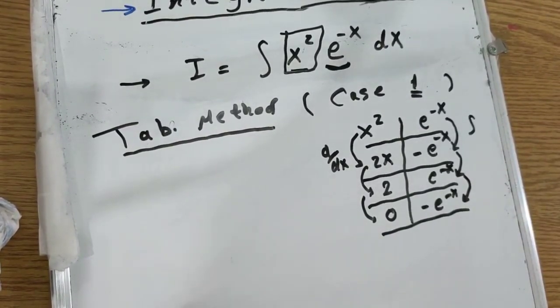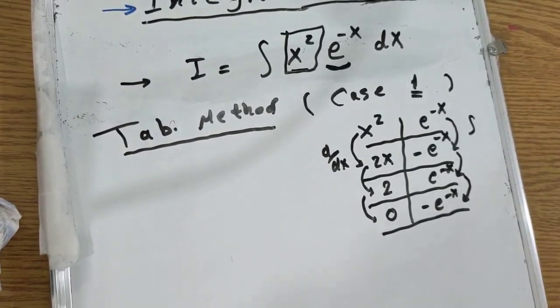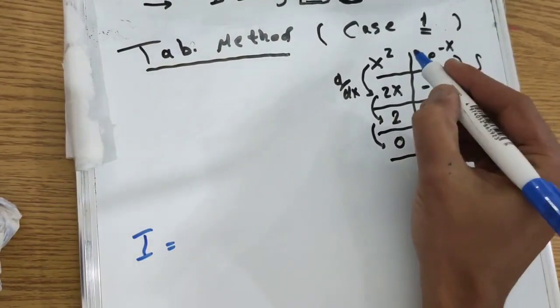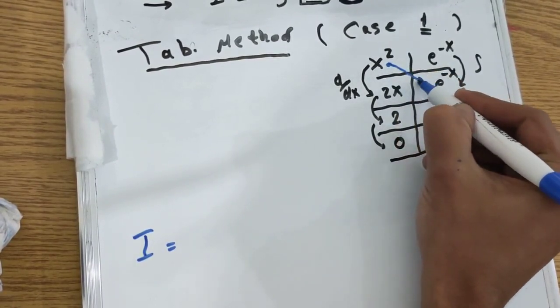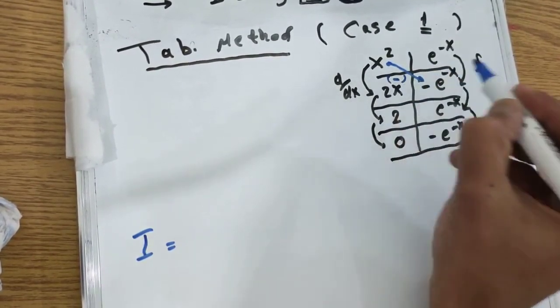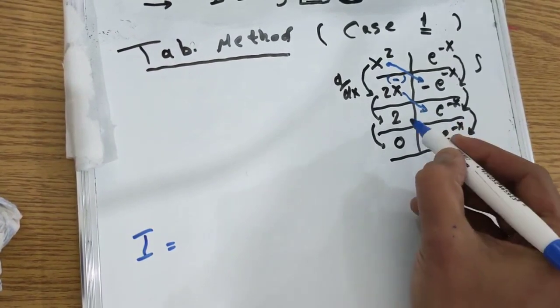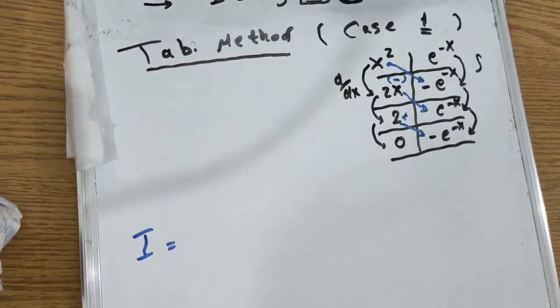And then we write our integration starting from the polynomial x squared, this function times this function, minus this function times this function, plus this function times this function.